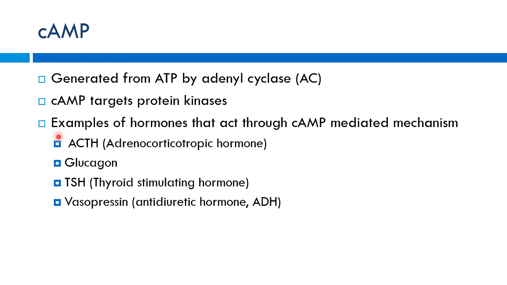Some things that can be affected by cyclic AMP include things like ACTH or adrenocorticotropic hormone. Anyone know what ACTH does? Yeah, it stimulates the adrenal glands, release things like cortisol, right? Glucagon, anyone know what glucagon does? Stimulates blood sugar production from glycogen within the liver. It's one of the primary things you're going to see there. Good. So when you're hypoglycemic, glucagon gets activated. Thyroid stimulating hormone. Go ahead and imagine what that does. Stimulates the thyroid, right? And then vasopressin.